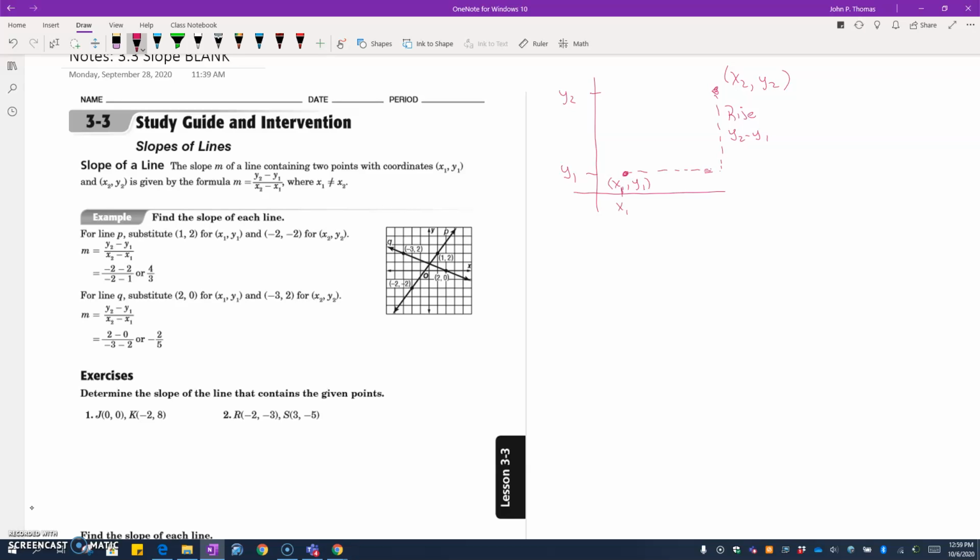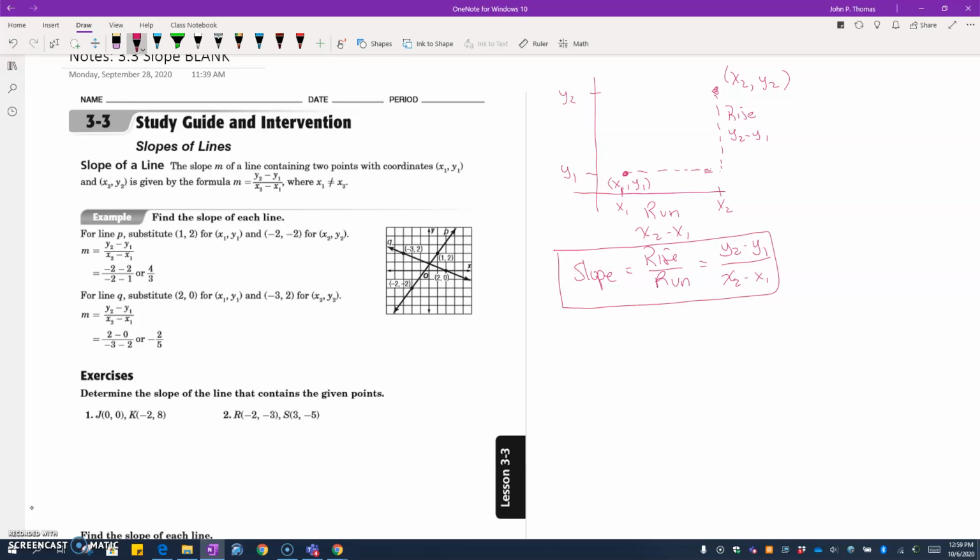Now, for the run, we're going to do the same thing but with the x values. So we're going to take the run as being x2 minus x1. And our slope or rate of change is defined as rise over run, so how much the y changes by over how much the x changes by, which from our expression up here would be y2 minus y1 over x2 minus x1. And this formula gives us a slope between any 2 points at all.